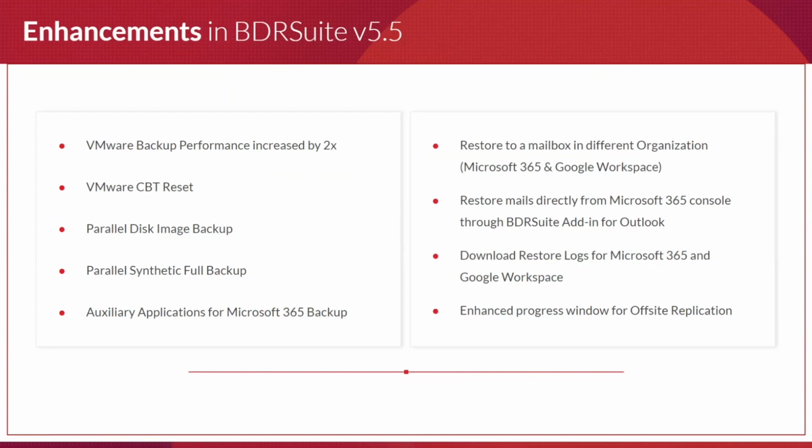And you have the auxiliary applications for Microsoft 365 also to be backed up. So that is one of the enhancements that we have made. Most of the enhancements we're going to see now are towards Microsoft 365 and Google Workspace, the SaaS applications. You can have a restore to a different organization, which is newly introduced. And you can restore mails directly from the 365 console into Outlook. That's an add-in option to directly check it out in Outlook in a downloaded format.